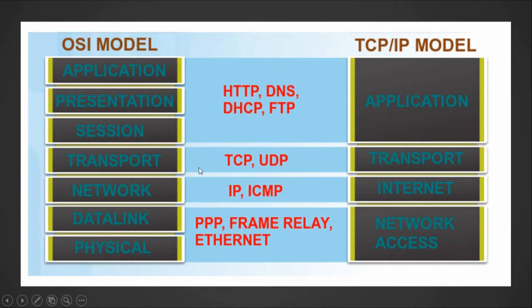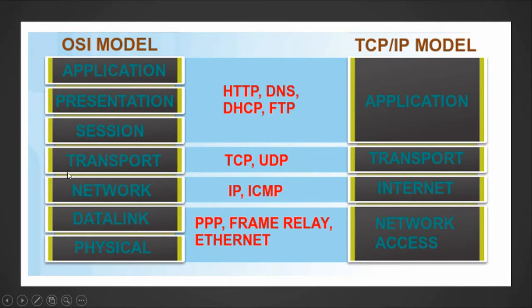So these are the TCP/IP protocols. HTTP, DNS, DHCP, FTP and many other protocols fall in application. TCP and UDP are in transport, IP and ICMP in internet. Point-to-Point Protocol or PPP, Frame Relay and Ethernet are in network access.